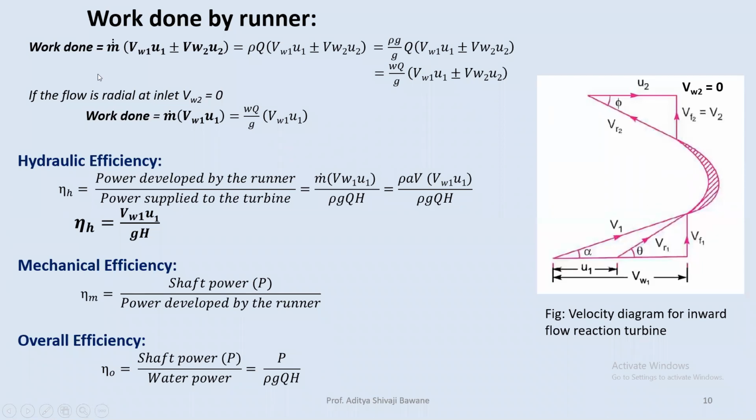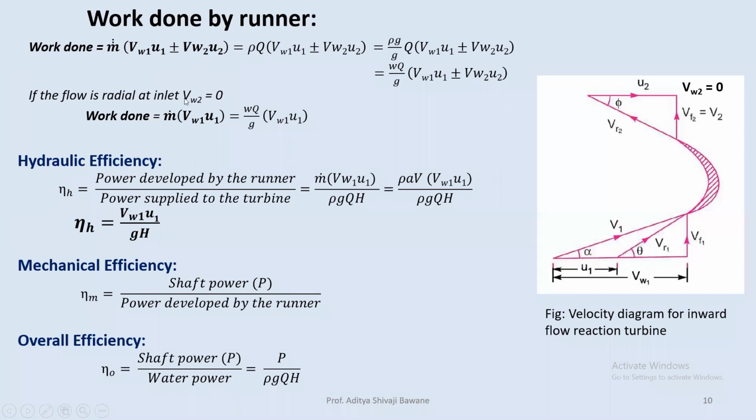Let us understand what we know about work done: m dot (Vw1 U1 plus or minus Vw2 U2). Now in this case, m dot is rho A V, and rho A V is nothing but rho Q. Again I can rewrite it as rho g Q multiplied by g and divided by g. We know rho g is nothing but w, so w Q by g. So this equation will remain the same. Work done equals m dot in bracket (Vw1 U1 plus or minus Vw2 U2).